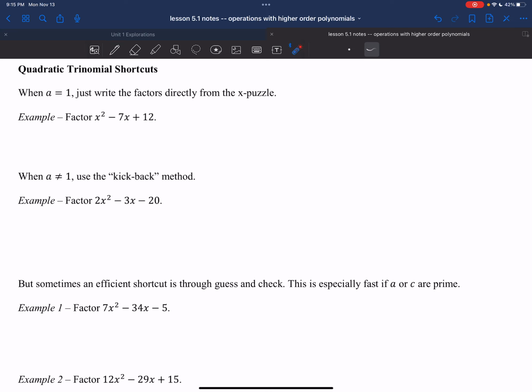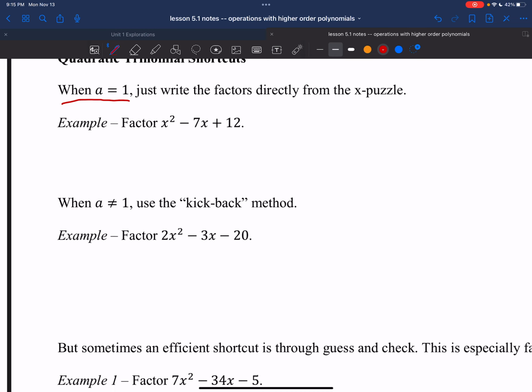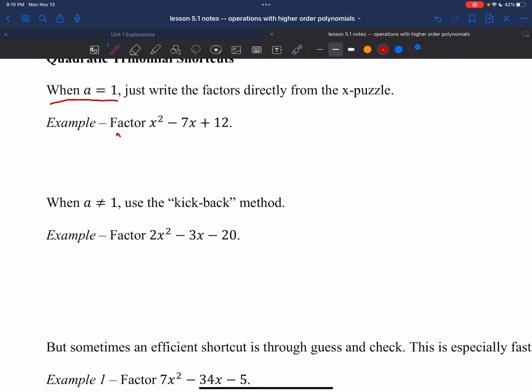So here's the thing, and I'm hoping you've noticed this by now. When you factor quadratic trinomials, meaning ax squared plus bx plus c, if a is 1, when you do that x puzzle, that's it, okay? That's it. I taught you to do factor by grouping because I wanted you to see how it really works.